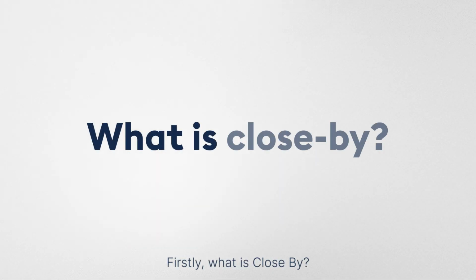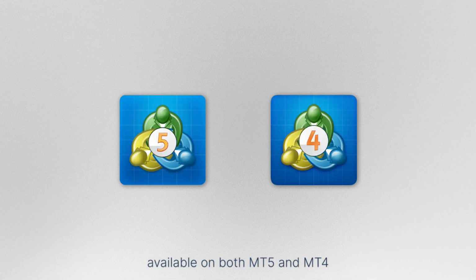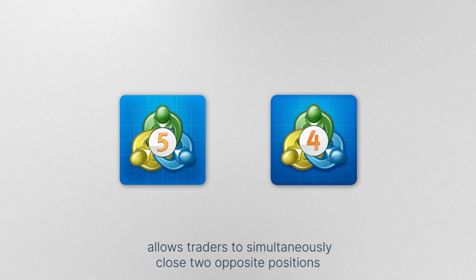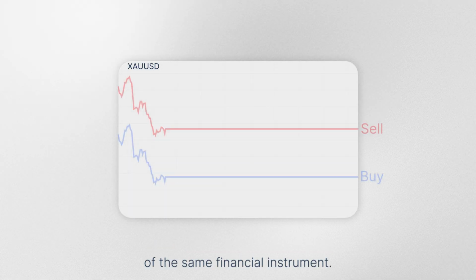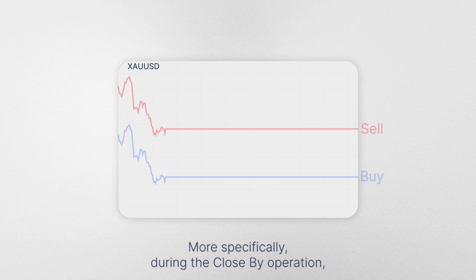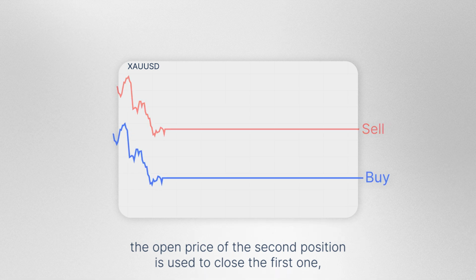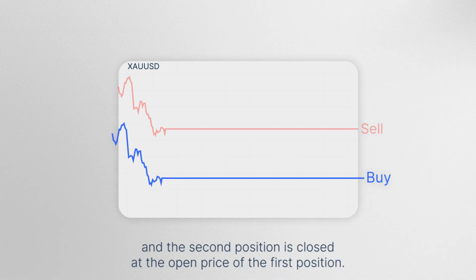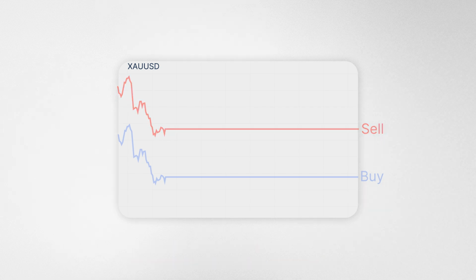Firstly, what is close buy? Close buy, available on both MT5 and MT4, allows traders to simultaneously close two opposite positions of the same financial instrument. More specifically, during the close buy operation, the open price of the second position is used to close the first one, and the second position is closed at the open price of the first position.